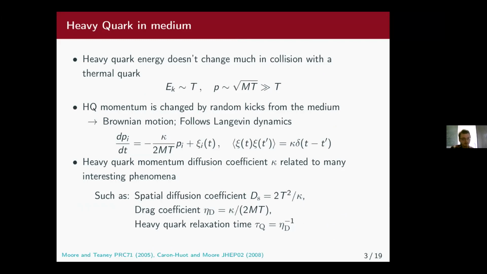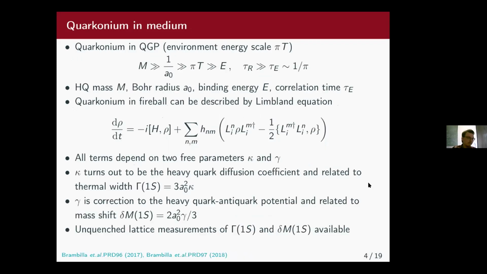So the heavy quark, when it moves in the plasma, its momentum doesn't change much in the collision with the thermal quarks. And these random kicks from these collisions then make the heavy quark undergo a Brownian motion. And it follows a Langevin equation. And then this kappa, the heavy quark diffusion coefficient, can be related to the spatial diffusion coefficient or the drag coefficient, and also the thermalization time of the heavy quark in the plasma.